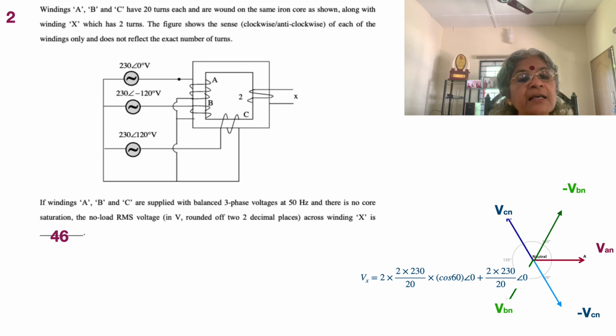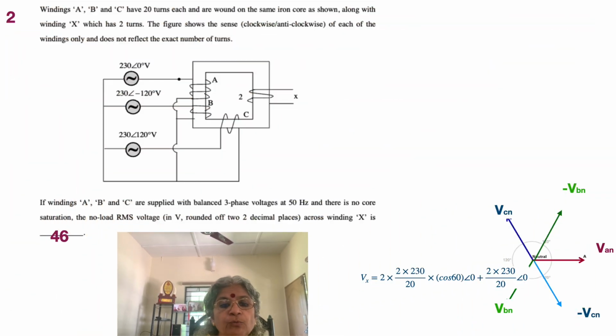Now what is asked is: windings A, B, and C have 20 turns each and are wound on the same iron core as shown, along with winding X, which has 2 turns. So it's a 20:2 kind of ratio for each of these coils. The figure shows the same sense, clockwise or anti-clockwise, of each of the windings only, and does not reflect the exact number of turns. Of course, they can't show 20 turns. The windings A, B, and C are supplied with a balanced three-phase voltage at 50 hertz, and there is no core saturation. Of course, core saturation would completely change the picture.